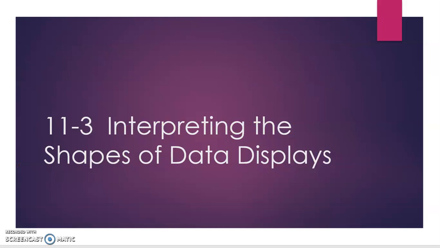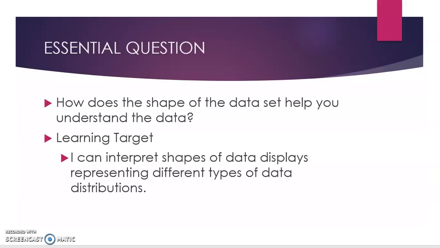In 11.3, we're going to be using our mean and median to talk about interpreting different shapes of data displays. And today specifically, we're going to look at symmetric, right-skewed, and left-skewed data. So here's our essential question for the day. And then this will go into 11.3b as well, interpreting shapes of data displays using different types of data distribution. And remember, those were our histograms, our dot plots, and our box plots.